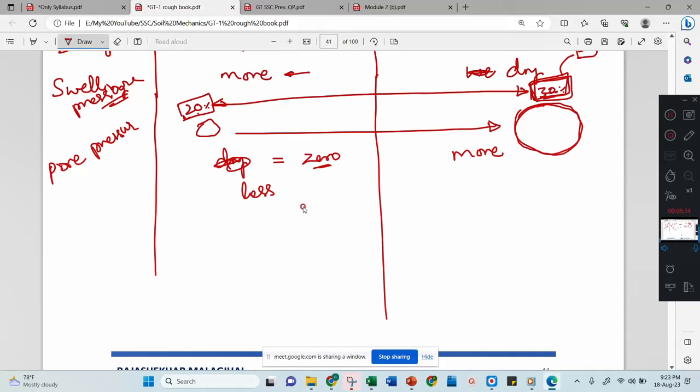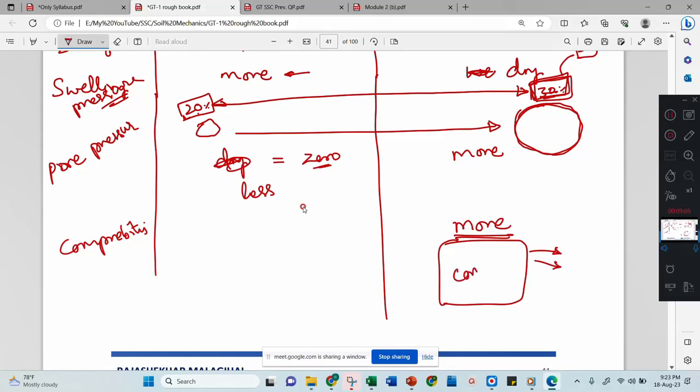Then the next one is compressibility. Which will compress more? Dry side. Dry side? Yes. The wet side of the soil will be more compressible. Why? Because the water is there. When you apply the load, the water will escape easily. Therefore, the soil will be compressed. Okay. Therefore, here more compressibility will be there.